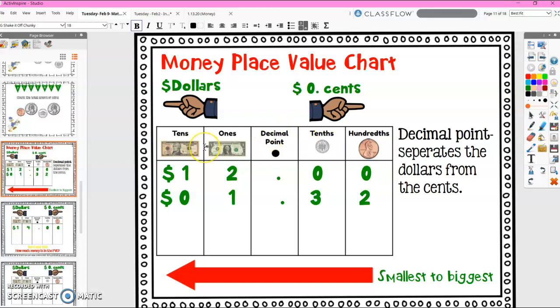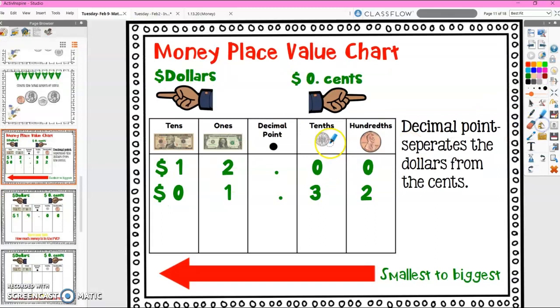So if you look at my place value chart, I have $12: 1 in the tens, 2 in the ones, decimal point, and I have 0 in the tenths and 0 in the hundredths. So this is $12 right here. If you look below, I have $1.32. So there's a 1 in the ones place. That means I have $1 and I have 32 cents. So $1, decimal point, 32 cents. Okay? Let's keep going.